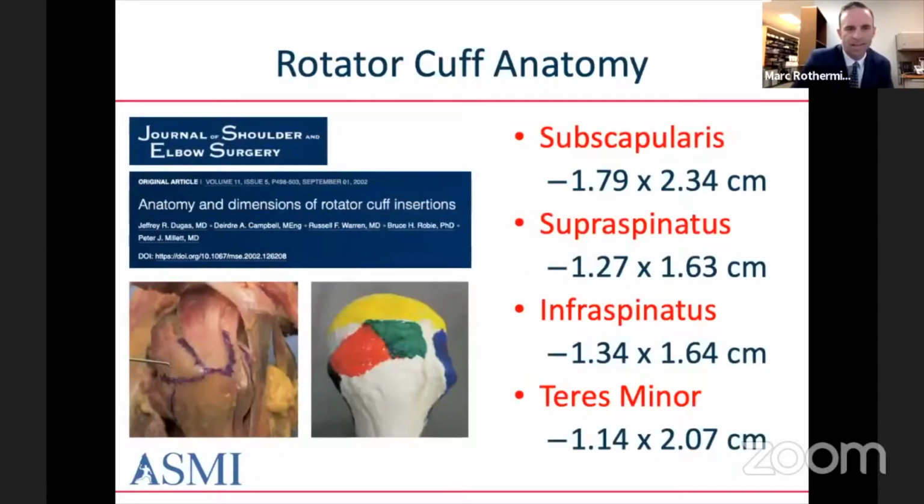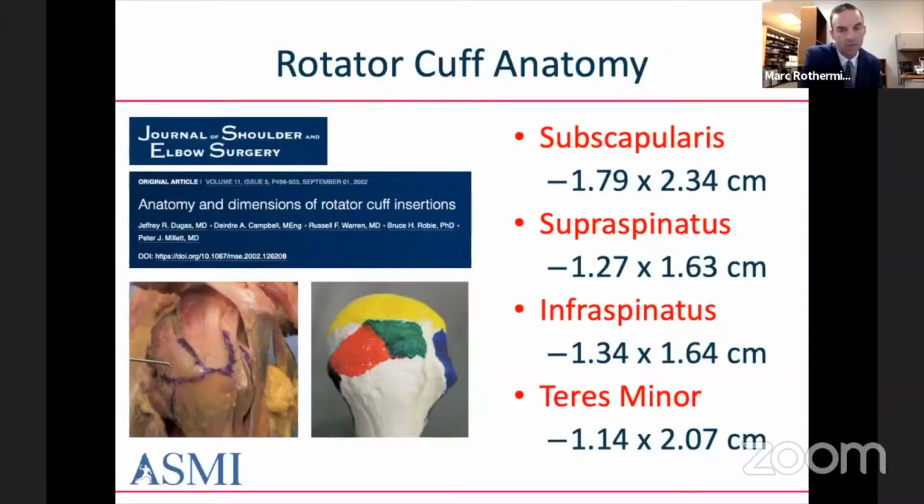This is a classic paper by our very own Dr. Dugas from 2002. So we're coming up on the 20-year anniversary. We'll have to be sure he knows that. The 20-year anniversary of this classic paper that he did back in residency. You'll see some names on there: Russell Warren, Pete Millett. This is an old HSS study from New York that looked at the anatomical description in great detail of the dimensions of the rotator cuff insertions.